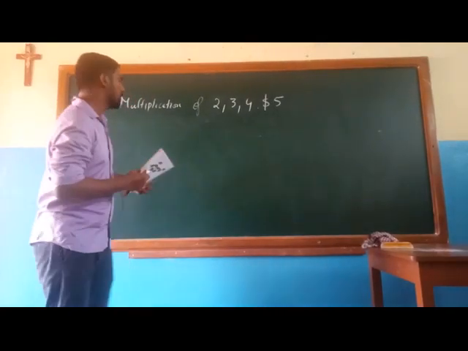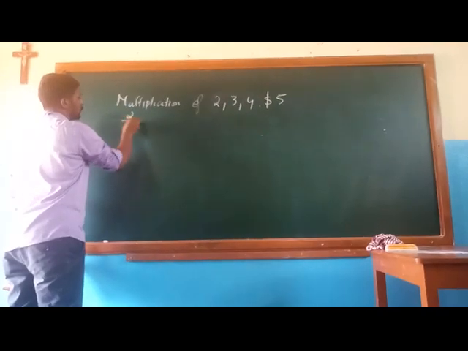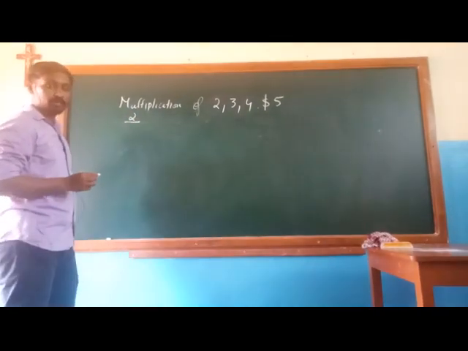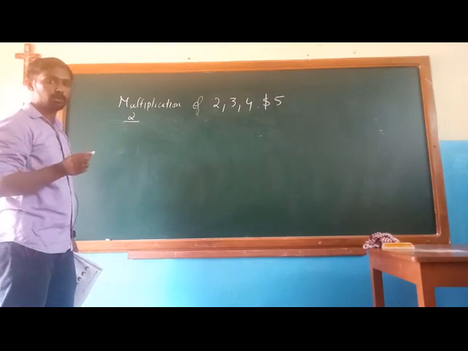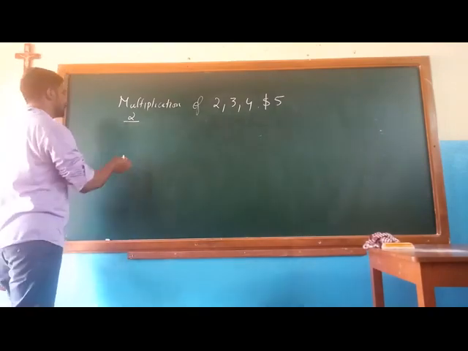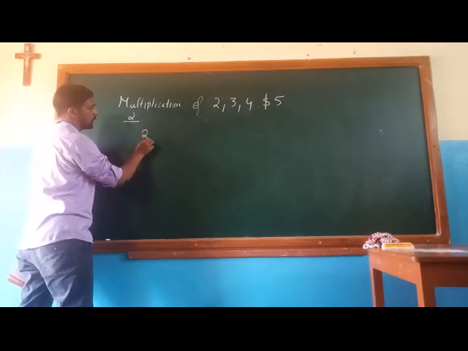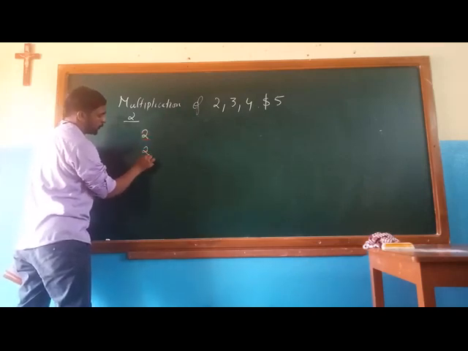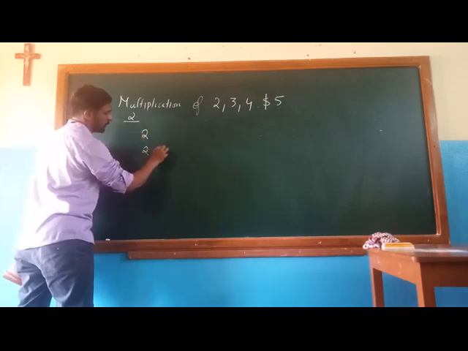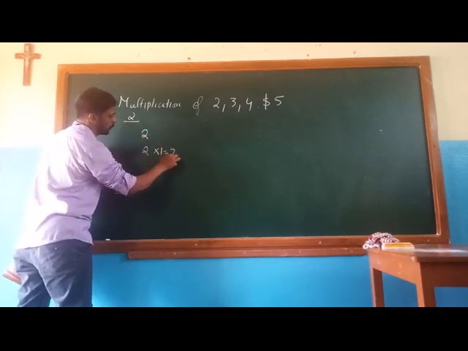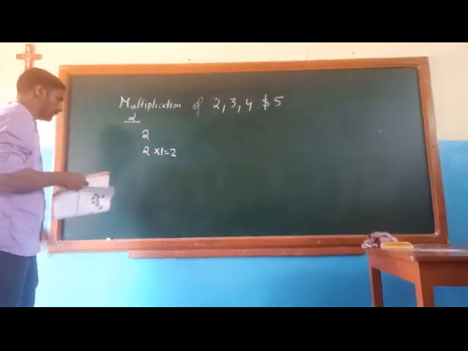First of all, we see the multiplication of the number 2. How do we do it? First, we do it by repeated addition. If 2 is added one time, how will we write it? 2 is added one time, that means 2 is taken one time. 2 into 1 is equal to 2.